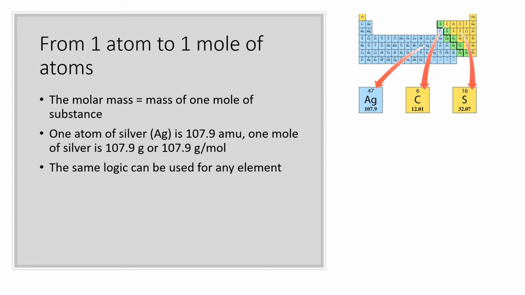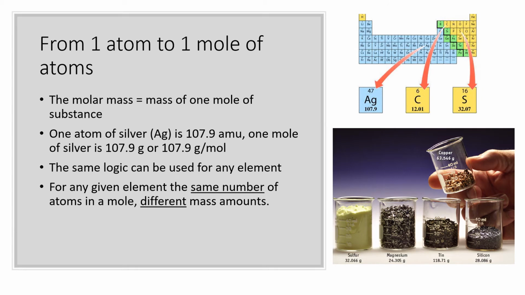This logic can be used for any element. Let's go back to carbon here. A single carbon atom, 12.01. A mole of carbon atoms, 12.01 grams per mole. This is useful.